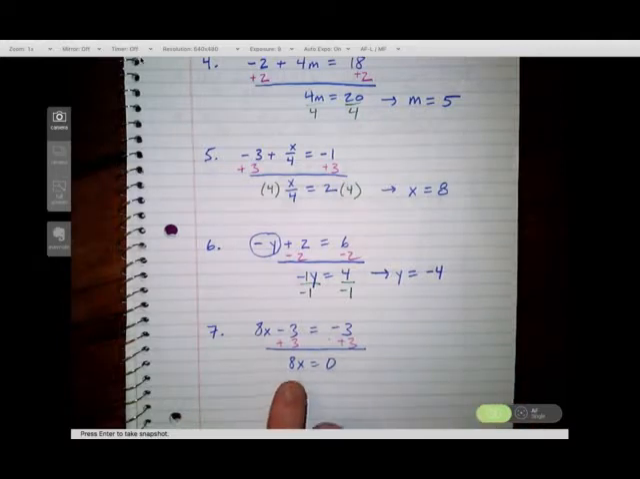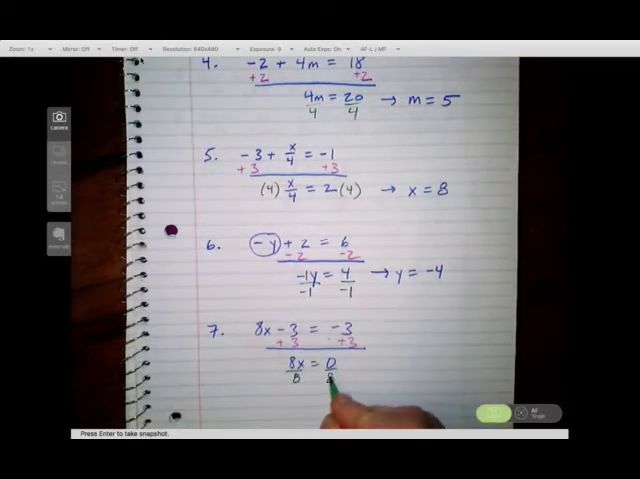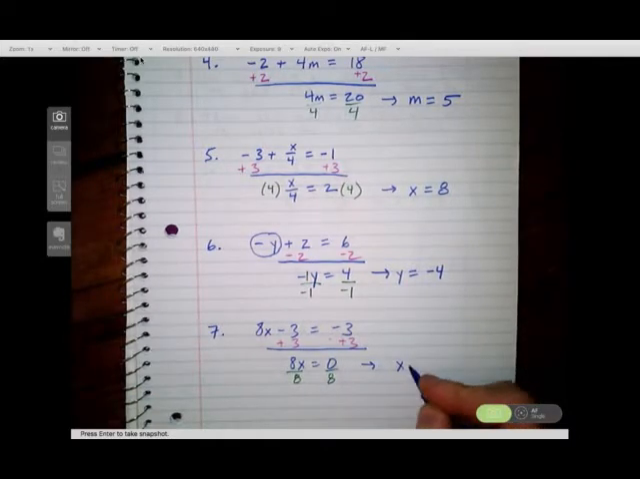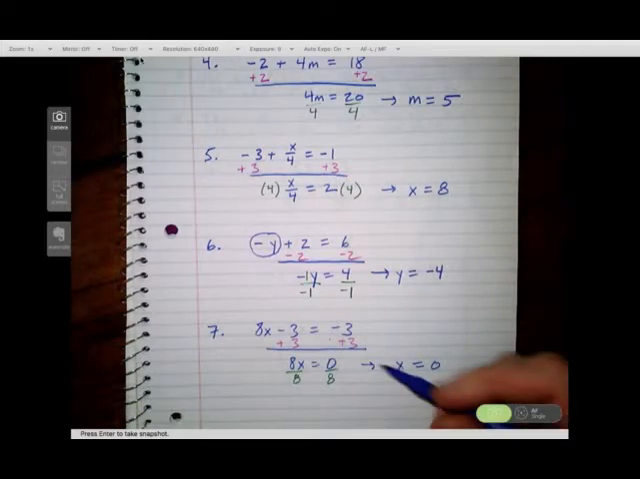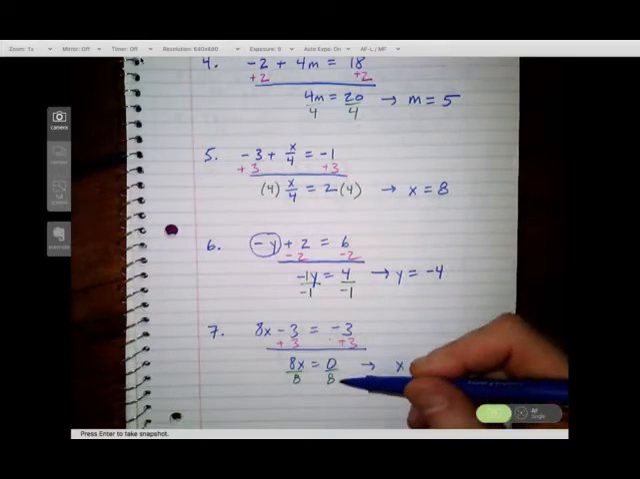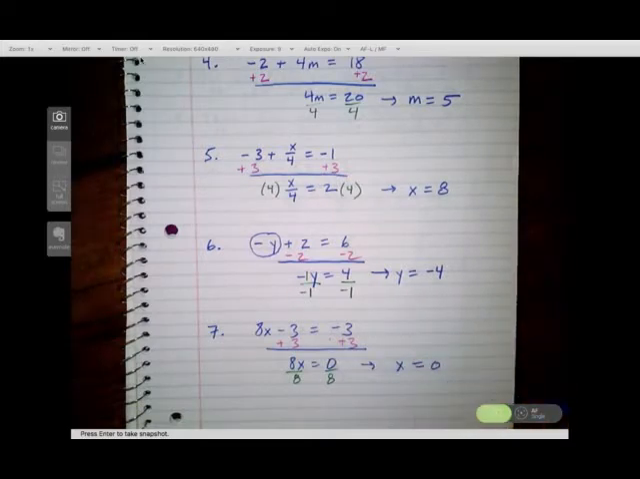But just to show the steps here, this says 8 times some number is 0, so I'm going to divide both sides by 8. 8 divided by 8 is 1, so I'm left with 1x, and 0 divided by 8 is 0, because 0 divided by anything is 0. Except for 0, but you'll learn about that later. So 0 divided by 8 is 0. And you're done.